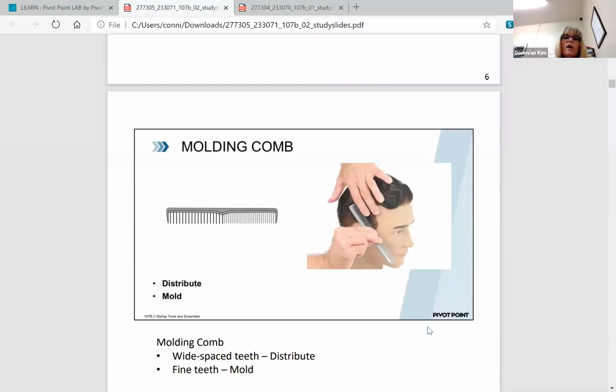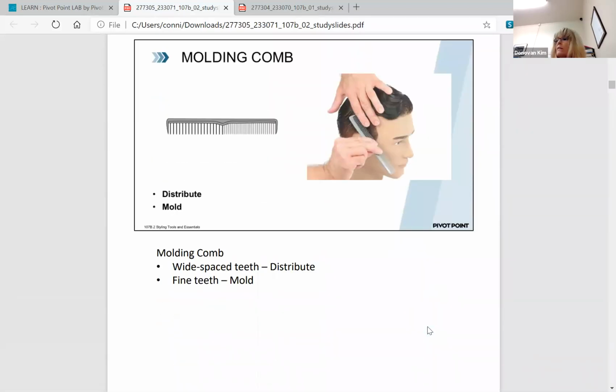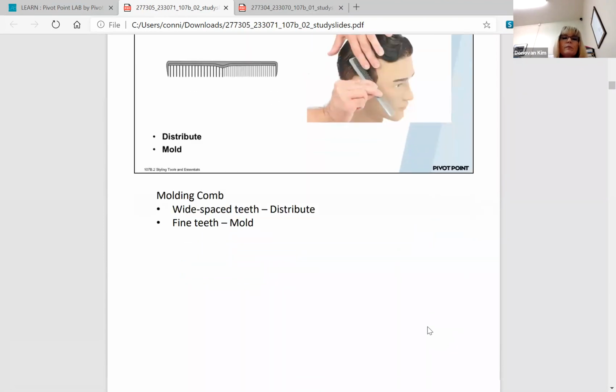So this is a molding comb. We may know it as a regular basic styling comb. It has the small teeth on one end and the large teeth on the other. Every single one of you should be familiar with this comb by now. They say that in styling, the wide teeth are used to distribute, which basically means comb the hair. And the fine teeth are used to mold it, which is going to help you place it exactly where you want it to go.